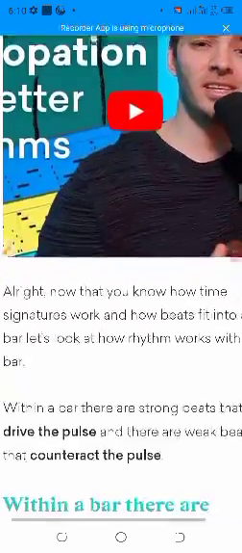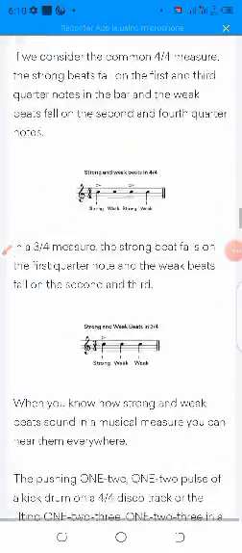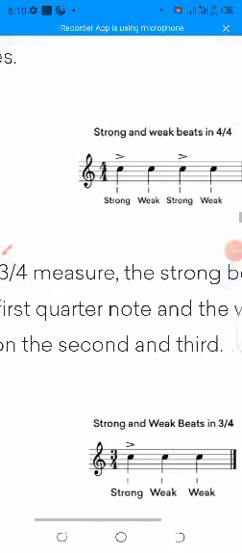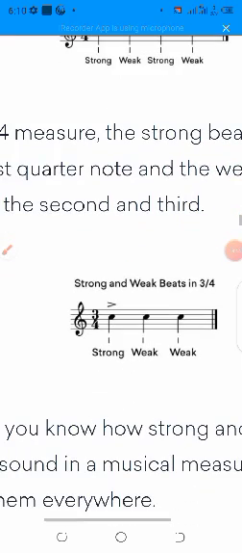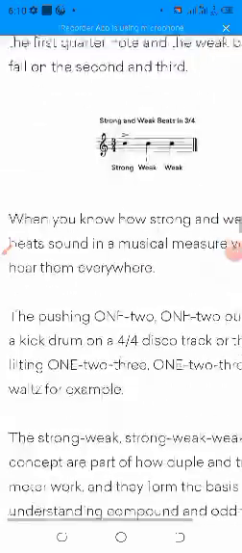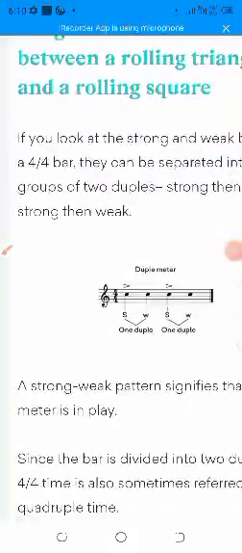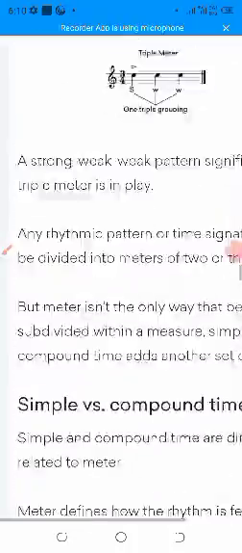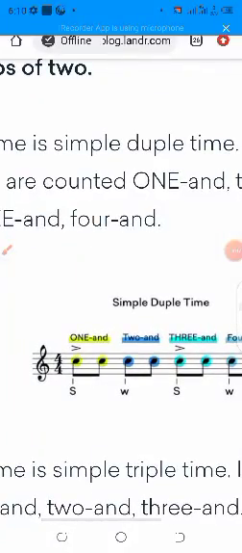Strong and weak beats, I have said that already, so you should know it. But now, here is your 4/4. 1 strong beat, weak beat, strong beat, weak beat. So here is your triple count, triple meter. 1, 2, 3. Strong, weak, weak. Strong, weak, weak. That's how the counting goes. So all these things will help you when you are sight reading your piece of music, and we are going to learn more later.